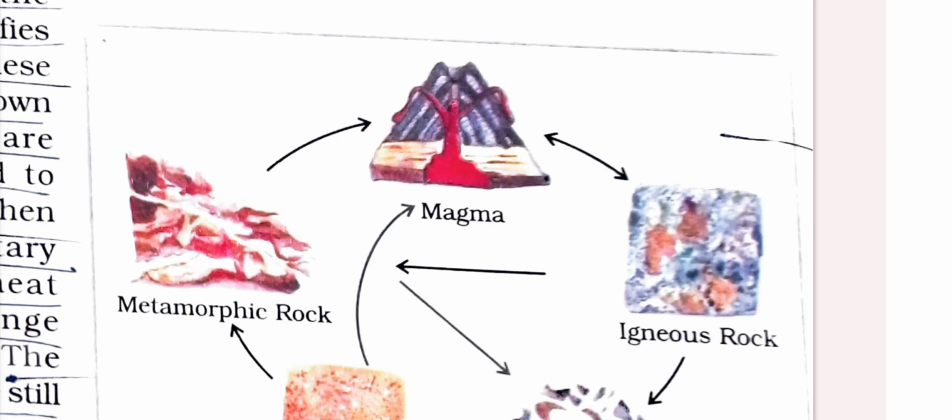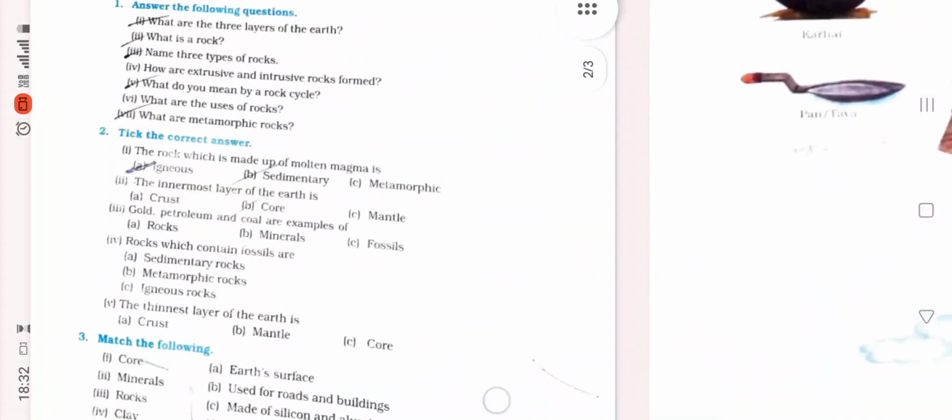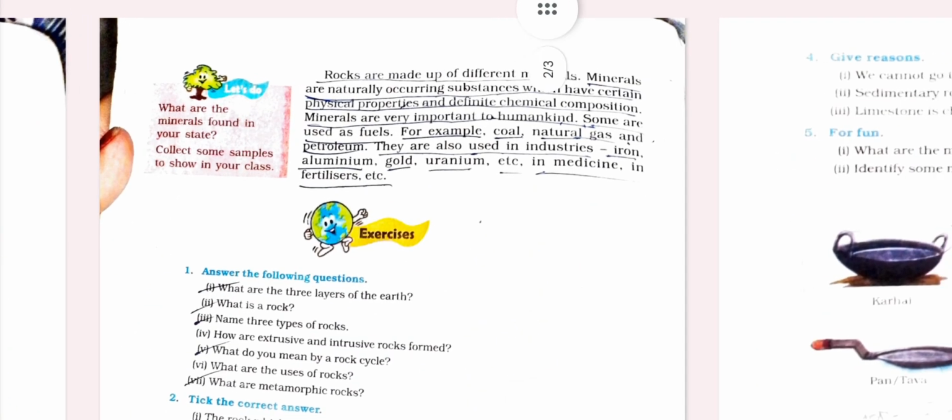Any doubt? Okay. Then, what are the minerals found in your state? As we belong to Odisha state, we have manganese, iron, aluminium, like that. You have to find out what other minerals are found in Odisha. It is a little task, you just complete it.